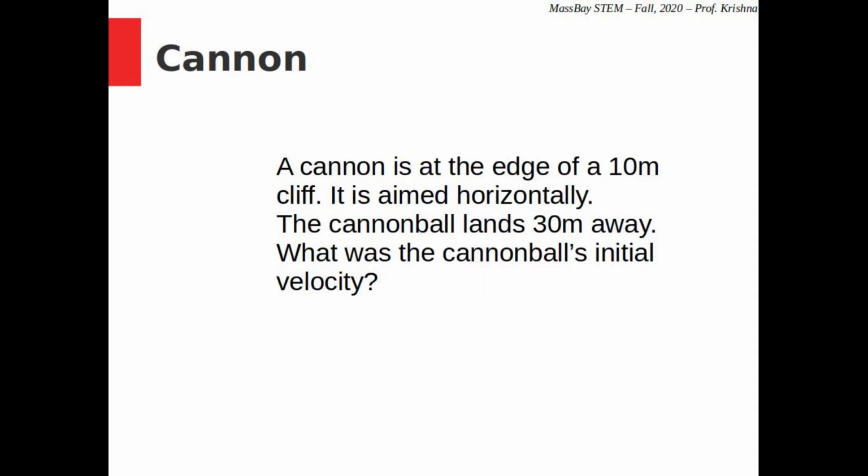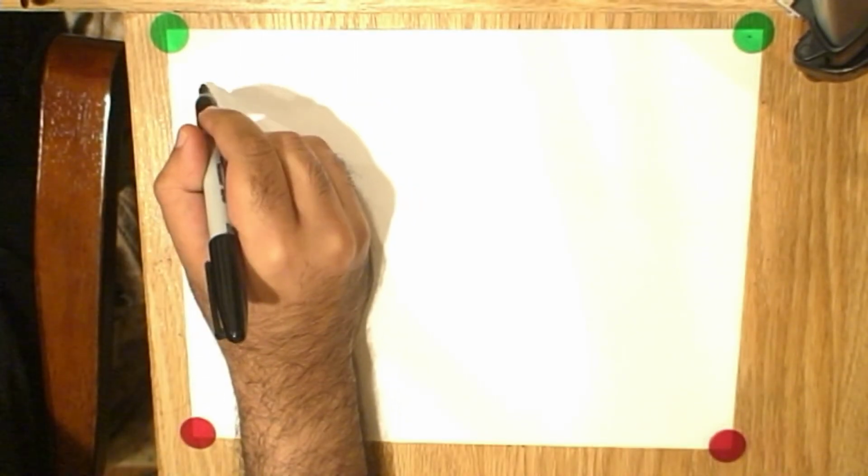Here is another type of question that can be asked with respect to projectile motion. A cannon is at the edge of a 10-meter cliff. It is aimed horizontally. The cannonball lands 30 meters away. What was the cannonball's initial velocity? We begin this question the same way we begin any other question, by drawing a picture.